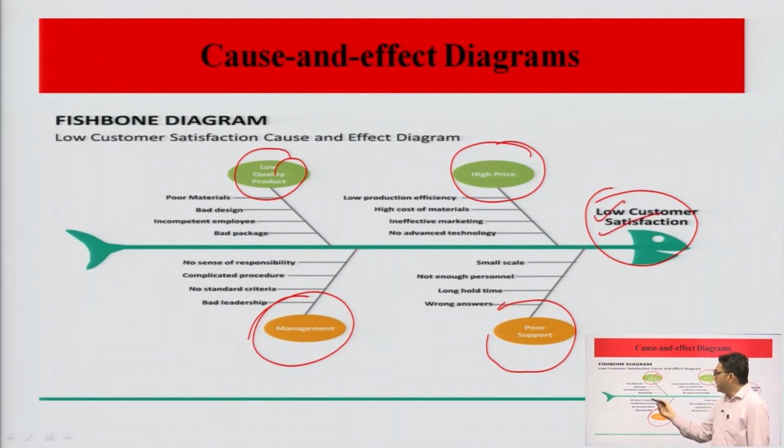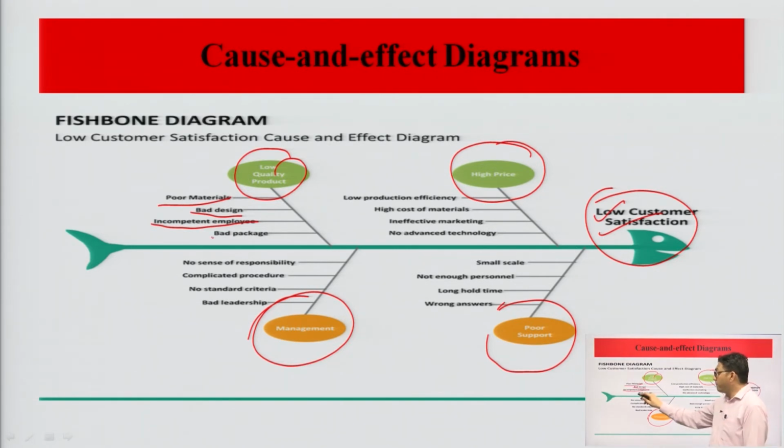For the low quality product, the raw material is very poor, or the design was not as per the need and requirement of the customer. So, once the design is defective or not as per the standard of the customer, then it is not going to make our customer satisfied. Next, it is about incompetent employees. If your service process or your manufacturing process is maintained or handled by employees who are not competent enough, it can become a cause of dissatisfaction.